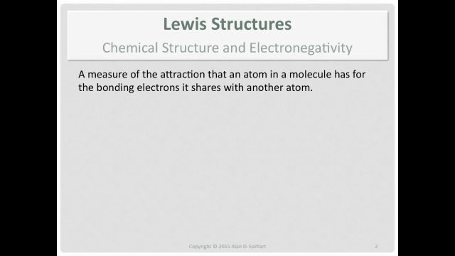Well, one thing we haven't used so far in writing our Lewis structures is the rule that talks about how the least electronegative atom is the central one. We haven't had to worry about it yet. Well, let's go ahead and set it up now.